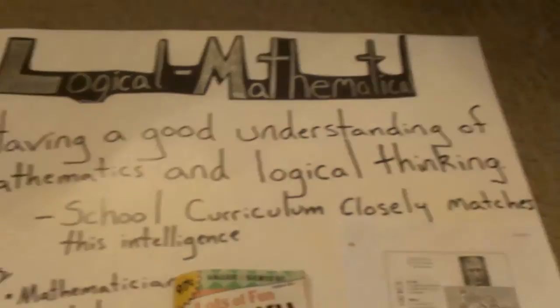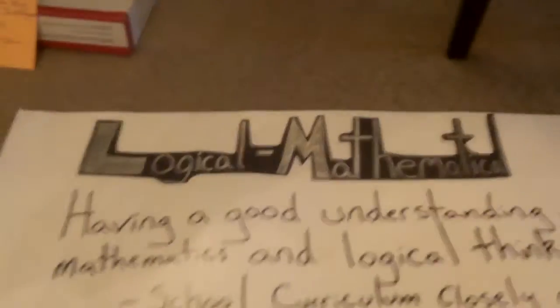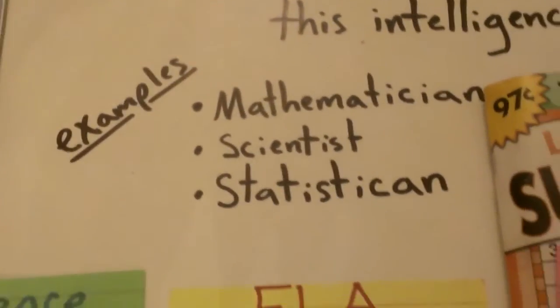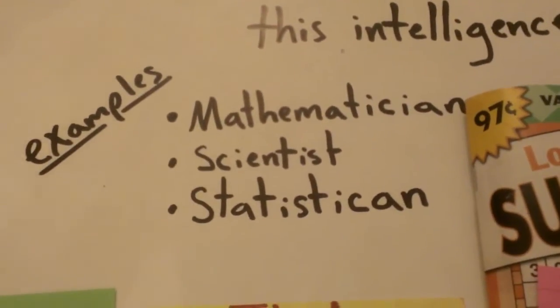The next intelligence is logical mathematical, which is having a good understanding of mathematics and logical thinking. Right now, the school curriculum closely matches this intelligence. Examples would be mathematicians, scientists, or statisticians.